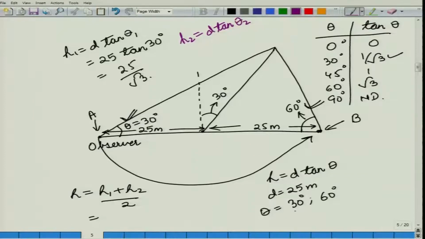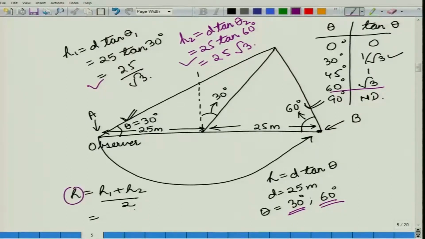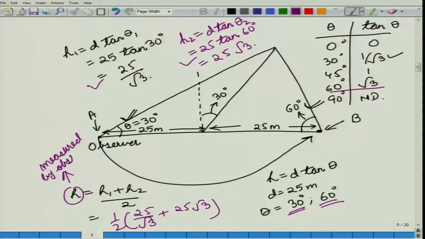Then he measures the second height from the second position. h2 is equal to d tan theta 2. Now, theta 1 was 30 degrees, theta 2 is 60 degrees. So, it is 25 tan 60 degrees. Now, tan 60 degrees is root 3, so it is 25 root 3. So, now this is h1, this is h2, and he calculates the height h to be the average of both of these. So, it is 25 upon root 3 plus 25 root 3, whole multiplied by half. So, this is the height of the tree as measured by the observer.